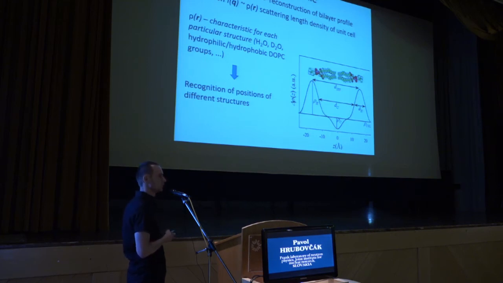This is because there is a relation between the distribution of measured scattered intensity and the parameter called scattering length density of the unit cell. Scattering length density is characteristic for each particular structure. And this is good for us because according to this, we can recognize these structures within the bilayer. As you can see, the scattering length density of heads is different than the scattering length density of tails, for example, and so on for each particular structure.